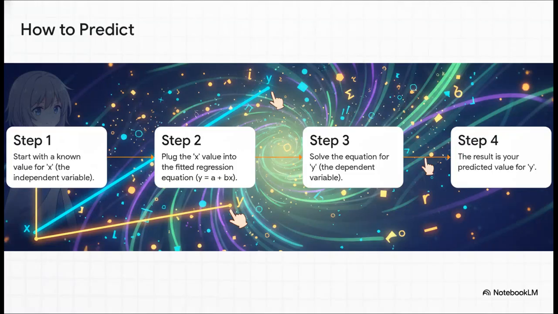And using the line to predict something is surprisingly easy. You don't even need to do the math every time. You just start with what you know, your x value on the bottom axis, then you go straight up until you hit that regression line we drew. From there, you just go straight across to the side axis, and boom, that's your predicted value for y. It's a super simple visual way to make a forecast.